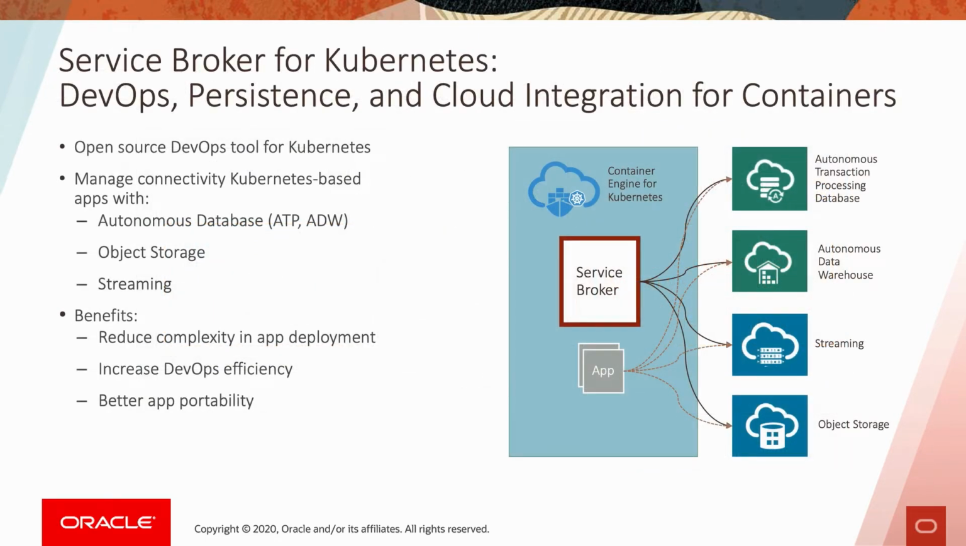In addition to OKE and OCIR, Oracle offers many other cloud-native services. One of those is the service broker for Kubernetes. With the service broker, you are able to easily provision an autonomous database, ATP, autonomous data warehousing, object storage, or streaming. The main key benefit of the service broker is reducing the complexity in the app deployment. So it's very easy to get your OKE's microservices talking to other Oracle Cloud services that your application requires.